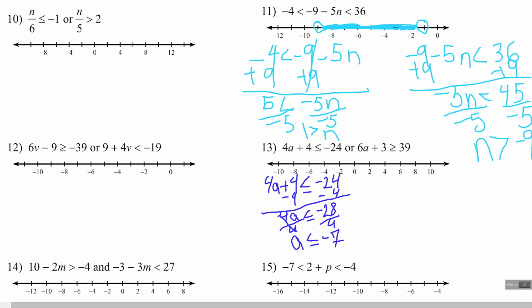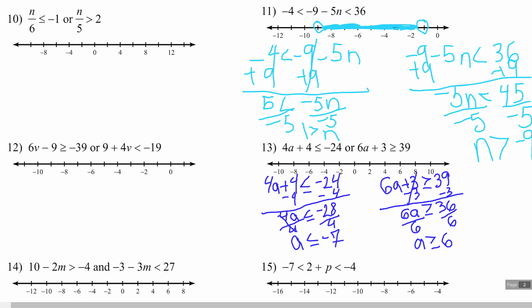The other part of the inequality, we have 6a plus 3 is greater than or equal to 39. So we move our constant term first. I can subtract 3 from both sides. And then we divide by the coefficient of our variable. So we have a is greater than or equal to 6.